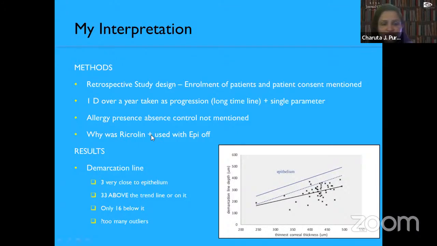Also, if Recriolin Plus has permeation enhancers with it, why was it used with epithelium off, and why was Recriolin alone not used? That would have helped us to apply it to the molecules that are available to us. Now, also in the statistical assessment, the trend line that they have drawn for the demarcation line has 33 points above the line and only 16 below it, and also too many outliers seem to be present, therefore making it very difficult to say whether the trend line is accurate or not.